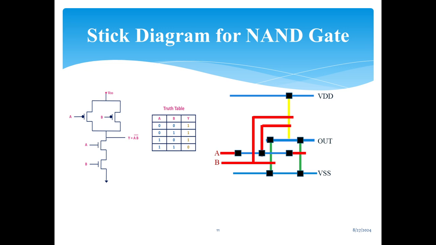This is a stick diagram for a NAND gate. Here there are two PMOS transistors which are shown with a yellow stick, and the metal contacts are shown with a blue line. This is polysilicon, which is connected with the transistors, and here with green it is NMOS which is connected. They are connected with the metal. These are the blue metals. So this is the stick diagram for a NAND gate.